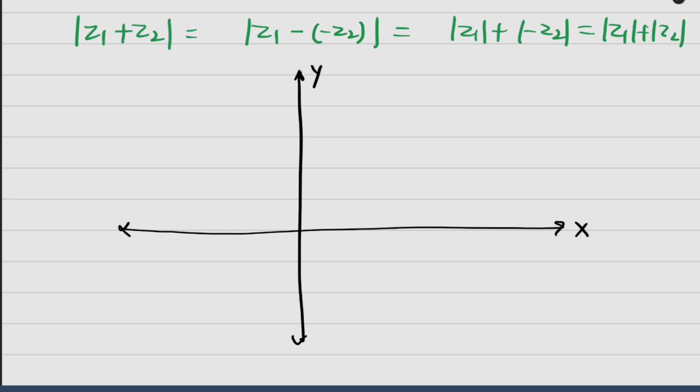okay, if this one is z1, let us say this one is z1. And this is origin, and this one is minus z2. Okay, point B. So if this one is minus z2, so let us say z2 is here. Okay, what I want to say is that if this one is minus z2, you can let this be z2.